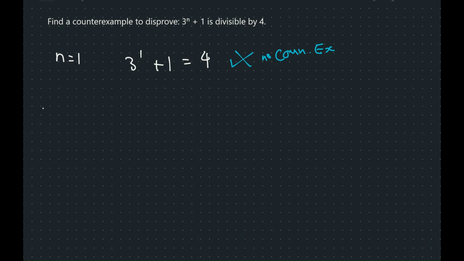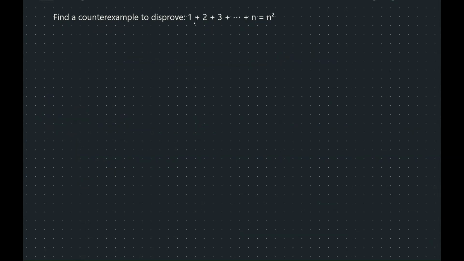Let's try n is equal to 2. So we'll have 3 to the power of 2 plus 1, which is equal to 9 plus 1, which is 10. 10 is not divisible by 4. We cannot divide it by 4. So yes, this is our counterexample. n is equal to 2 is a counterexample. It's that easy.